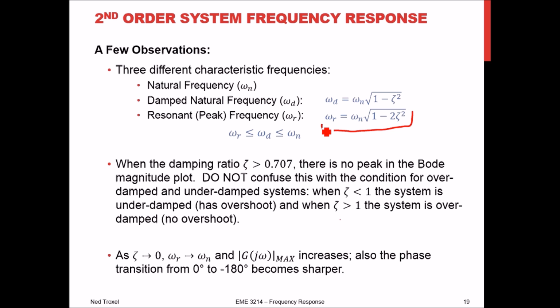All right. So as it approaches 0, as you get less and less damping, omega r converges to omega n, as would omega d. Okay. And the magnitude of g of j omega max also increases. And the phase transition from 0 degrees to minus 180 degrees becomes sharper. Okay, so that's a few more things to keep in mind about second order poles.